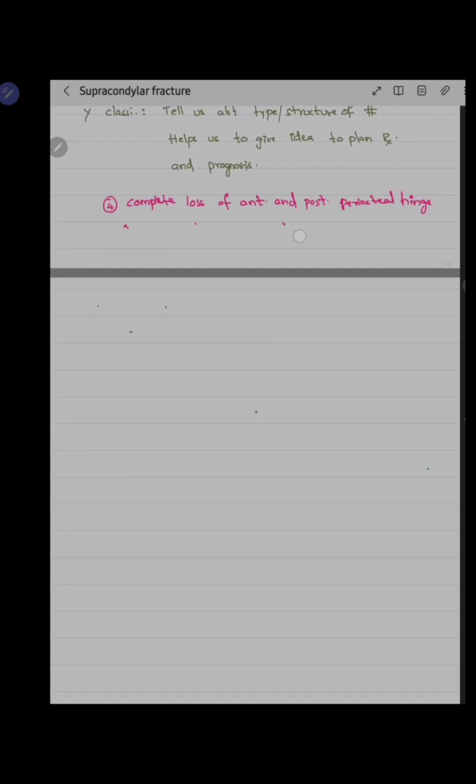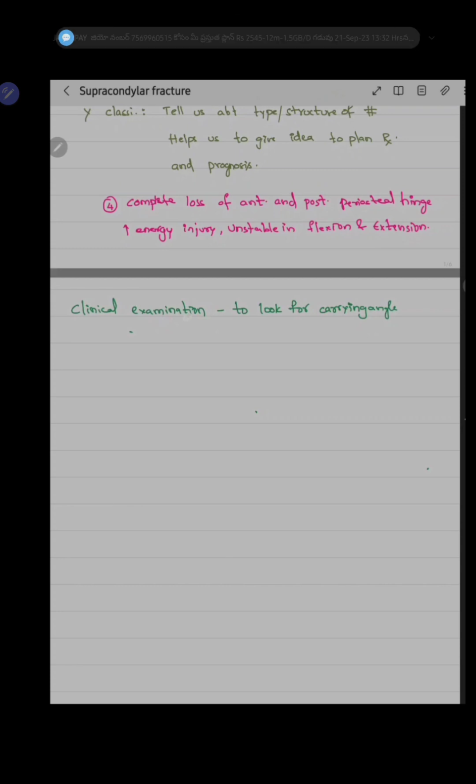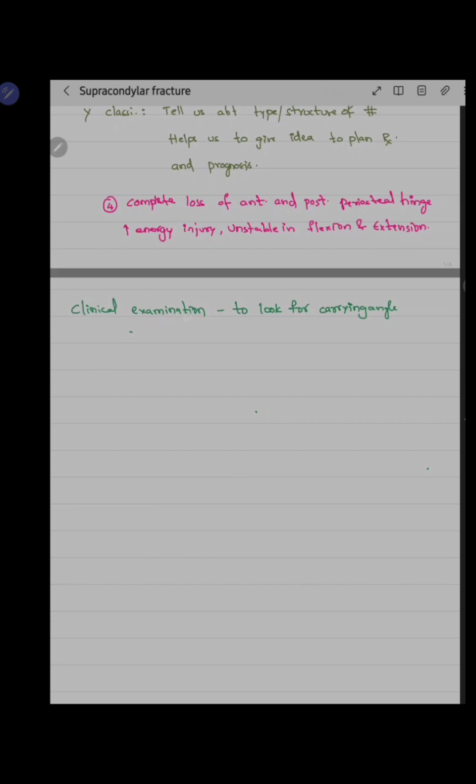So how do we diagnose this? The diagnosis is mainly based on clinical examination and radiological findings. Coming to the clinical examination, what do we look for? The first thing is the position of the limb and how it looks: whether there are any observable deformities, whether the carrying angle is normal or displaced, and whether there is any sign such as Pucker's sign or S-shaped deformity. We also check for neurological and vascular injuries.